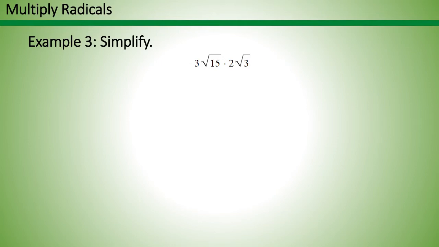Okay, here's another example. So this time I've got negative 3 and 2 on the outside, 15 and 3 are on the inside. Okay, so multiply the outsides together. That's going to give me negative 6. 15 times 3, the insides, that's going to give me root 45. Okay, so now let's break this 45 down. So 3 times 15, 3 times 5. So I have a pair of 3's, and then there's 1 5 left over.